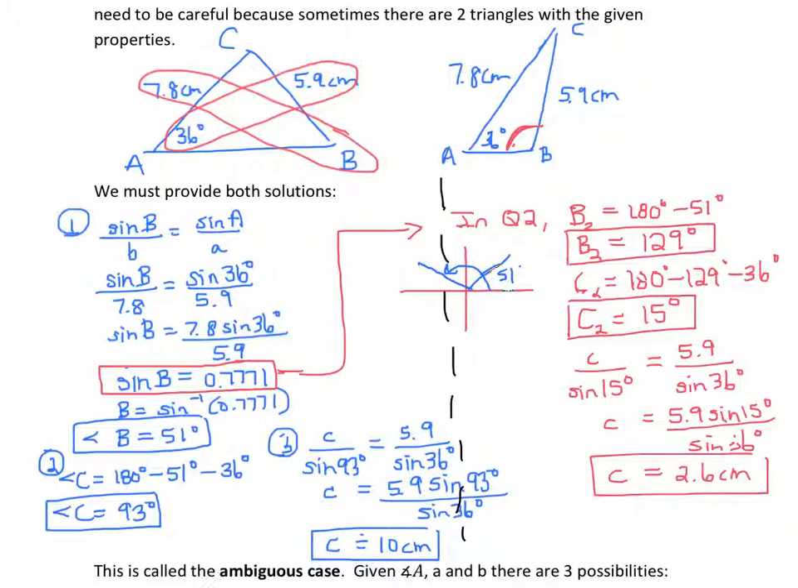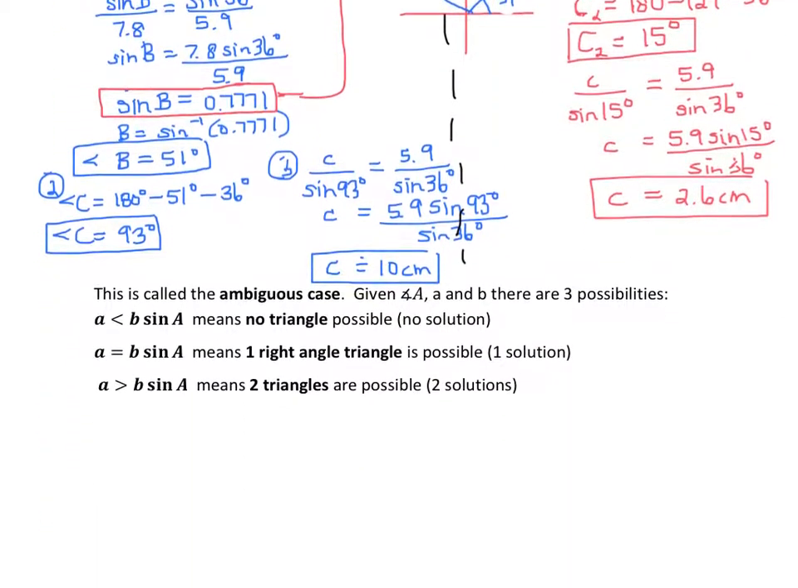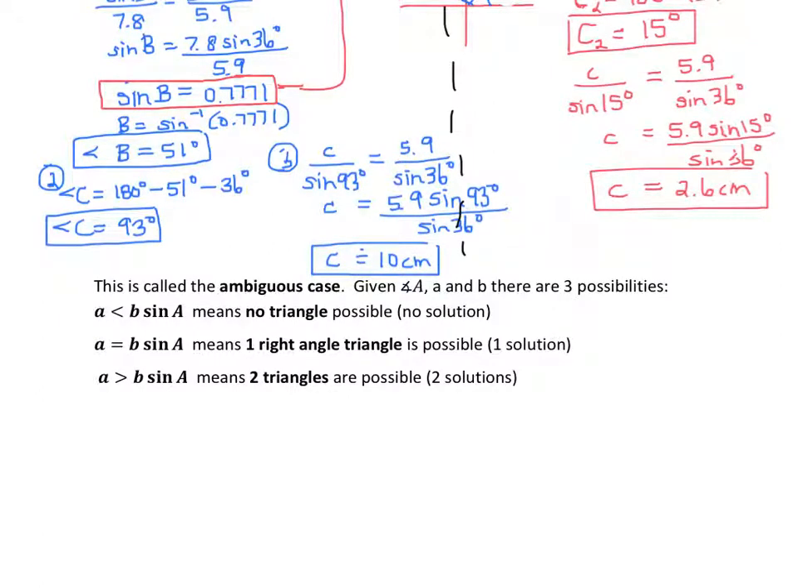Now, in order to identify questions that do involve this ambiguous case, there are some criteria you can look at. When you are given angle A, its corresponding side, and another side, and by the way, the triangle obviously doesn't have to be labeled ABC, but what this is saying is if you are given an angle, the corresponding side, and one of the other sides, no matter what they're labeled as, there are three possibilities.